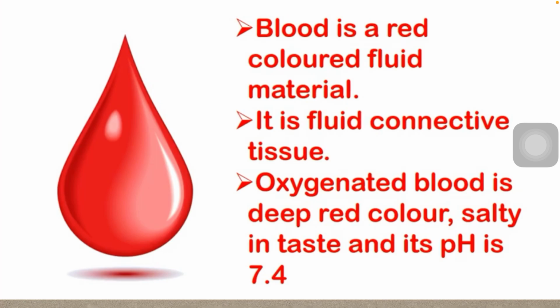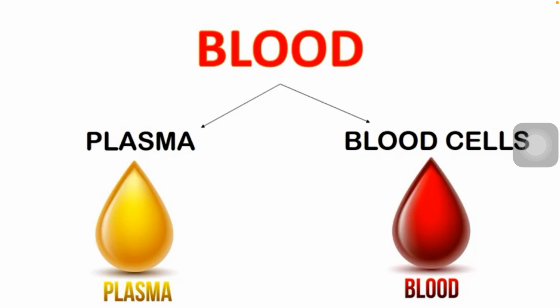Now we will start with the blood. As you all know, blood is a red colored fluid material. It is a fluid connective tissue. The oxygenated blood is deep red colored, salty in taste, and its pH is about 7.4. Blood is composed mainly of two components, plasma and blood cells. So let's learn these two components of blood in detail.